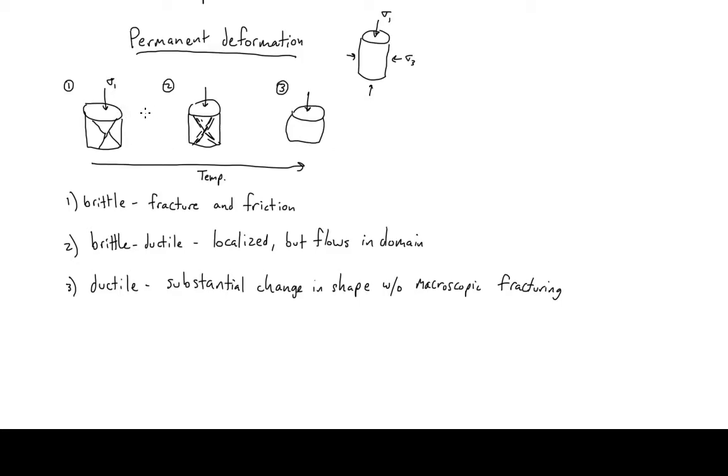And the total strain in all these cases could be the same. It's just accommodated by different mechanisms: fracture and friction, or localized flow in domains, or flow distributed throughout the entire sample.